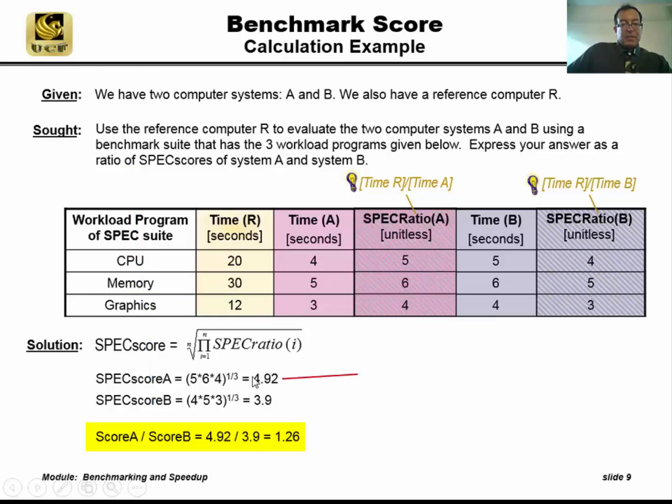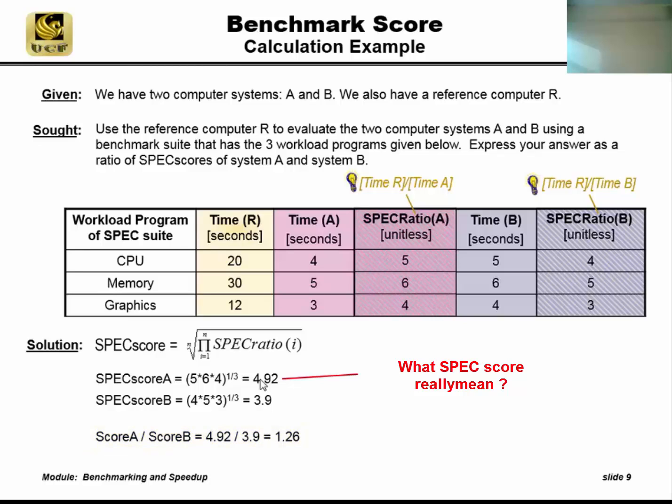Can somebody give me a declarative statement when I see this? So why do I care about a declarative statement? Well, hopefully you can plug and chug and put numbers in here and get this and then say, okay, well then what did you learn? So the number comes out 4.92. Somebody give me a declarative statement. What is that saying? 4.92. Anyone take a chance. 4.92 is a spec score for it. Ted. A is about 5 times faster.